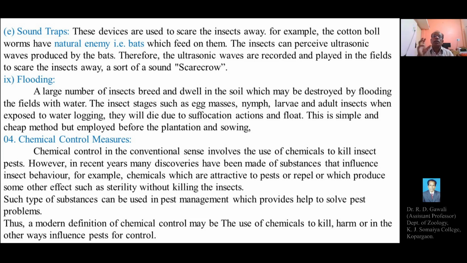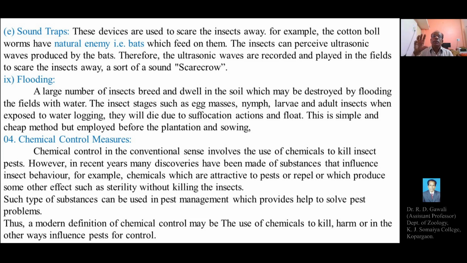For example, the cotton boll worms have a natural enemy, that is bats. The cotton boll worms are predated or consumed by their natural enemy, the bats. So the bats are natural enemies of the cotton boll worm.